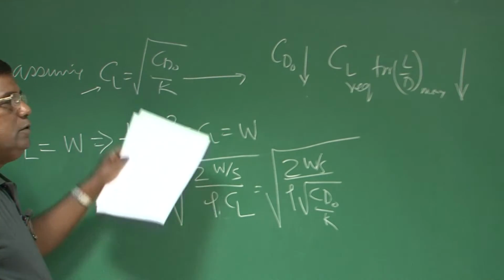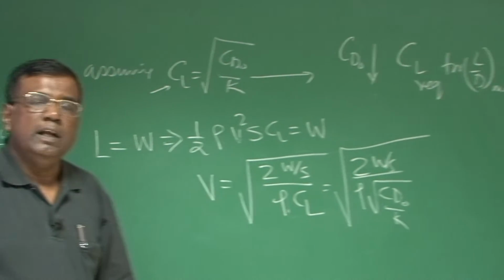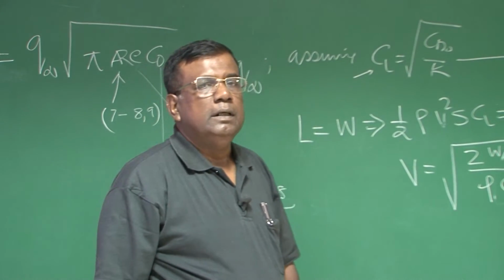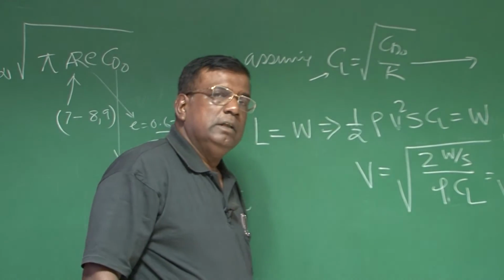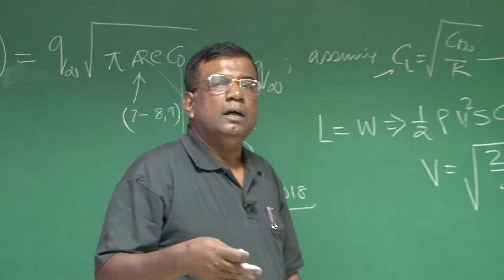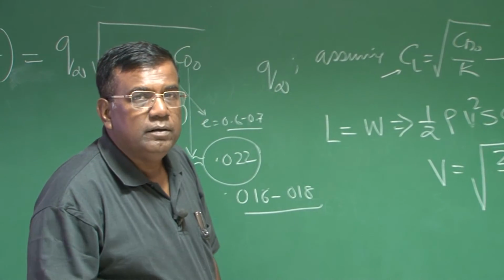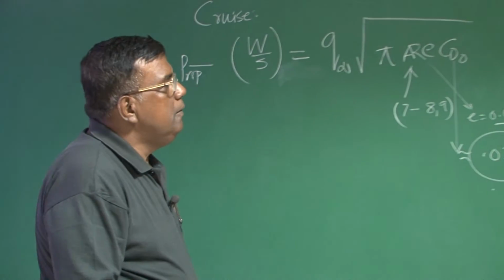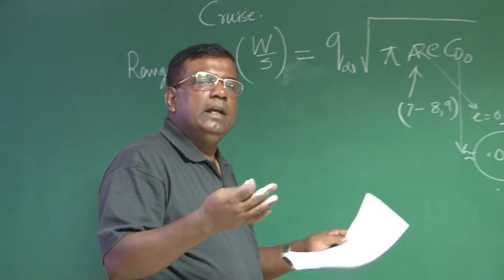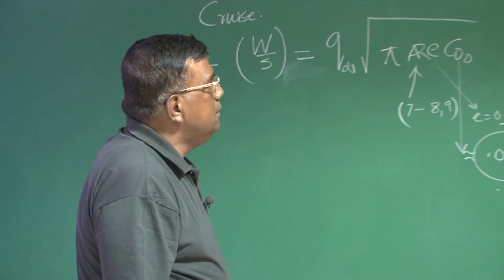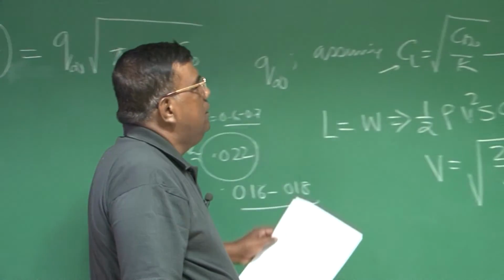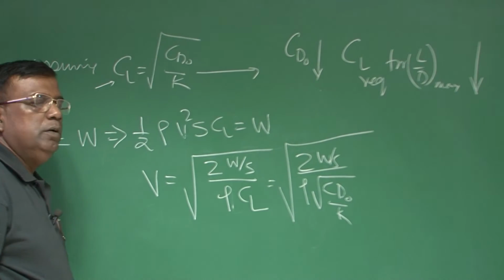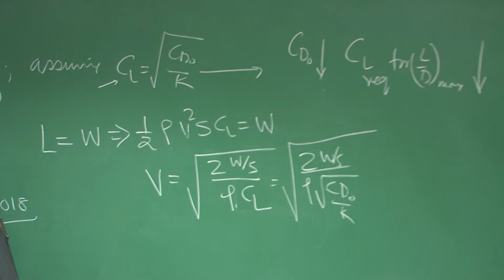If CL requirement goes down, that means for the given aerofoil, you are flying at a lower angle of attack. If CL has reduced, that means you can fly at different, higher speeds but the same altitude, right? So that's the way you try to satisfy both the speed as well as the range requirement, right? So the whole design exercise goes on here, how to reduce CD naught. It's one of the advantages, right?